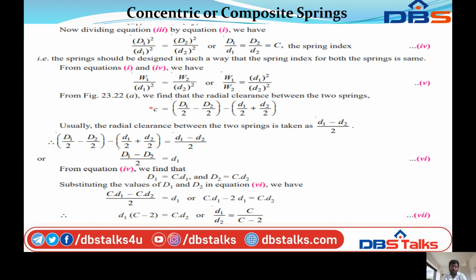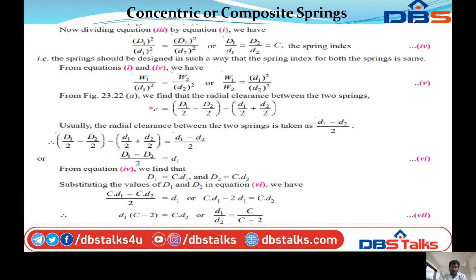Therefore D1/2 minus D2/2 minus d1/2 plus d2/2 is equal to (d1 minus d2)/2, or (d1 minus d2)/2 is equal to d1. This is equation number 6.